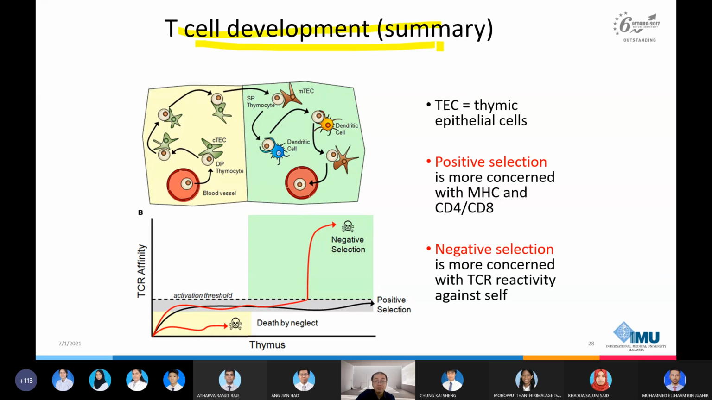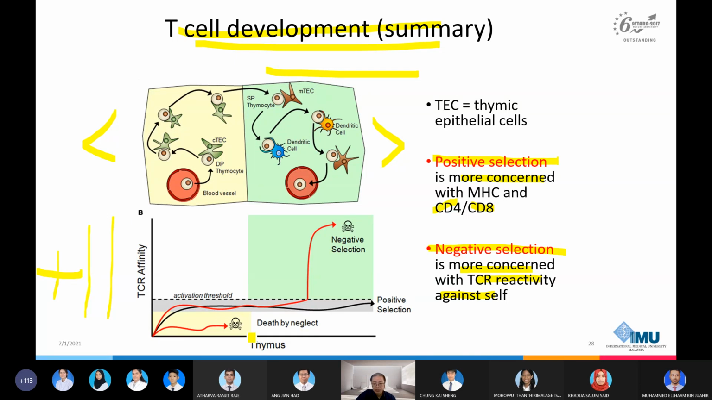Okay, so in summary, for now, I'll probably ignore this one and focus more on this. So, positive selection and negative selection. Positive selection is more concerned with having the actual basic MHC molecule, a T cell receptor that can bind to MHC, as well as a single expression of CD4 or CD8. And negative selection is more concerned with T cell reactivity against self.